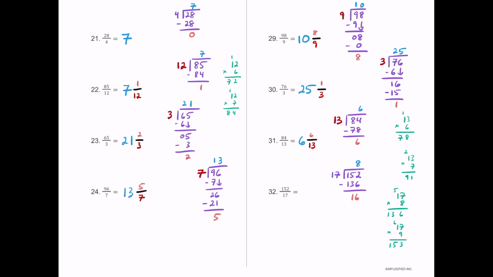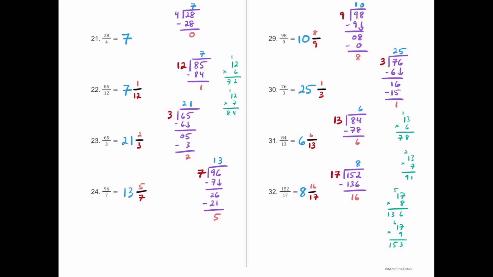So how many times does 17 fit into 152? Fits in 8 entire times. The remainder here is going to be 16 out of what? It's 16 out of this divisor here of 17. So that's going to be the mixed number version for 152 17ths.